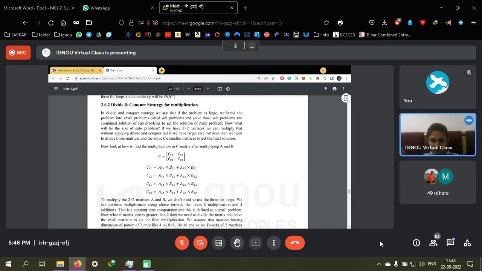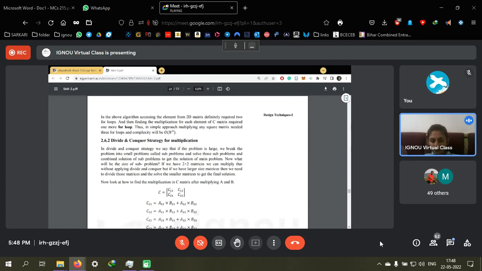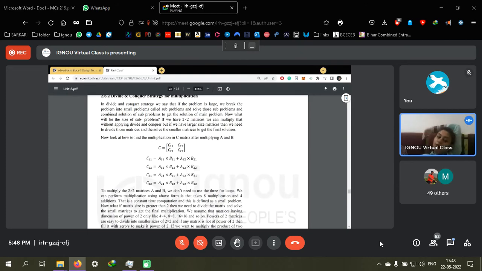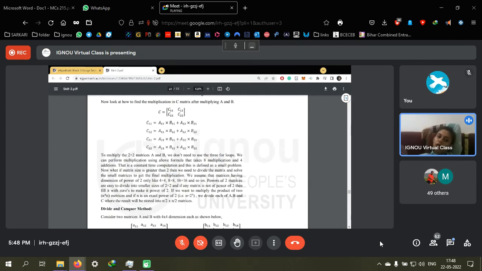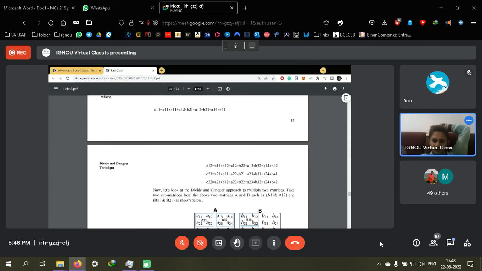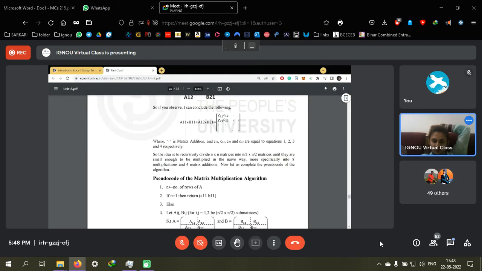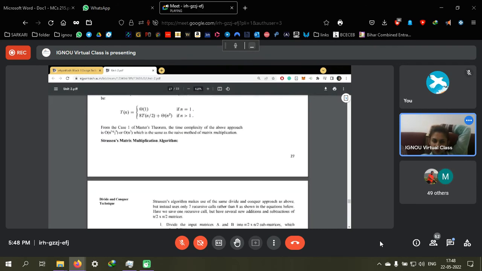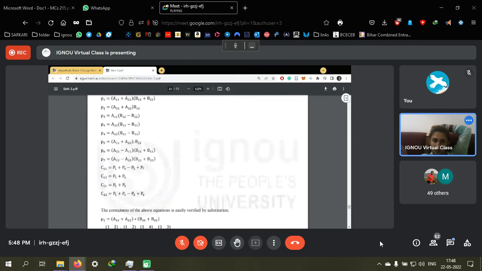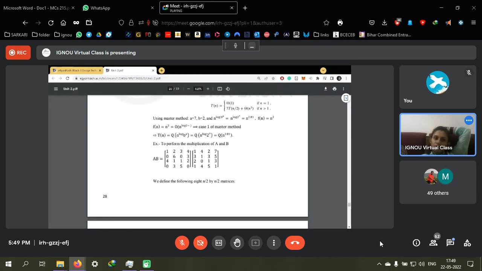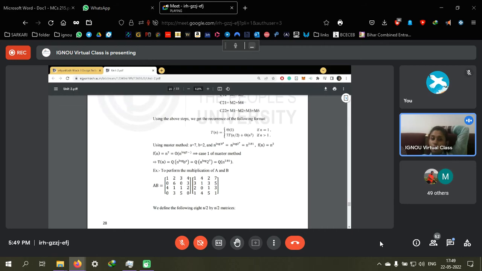Strassen's matrix multiplication. When we multiply with a loop using the above pattern, the complexity is n cube. But while applying the Strassen algorithm, we will get the complexity n to the power 2.81. This is 2.81, am I right?